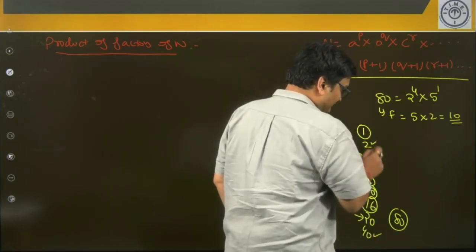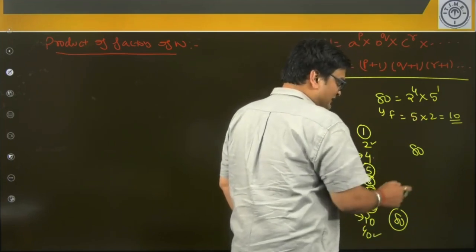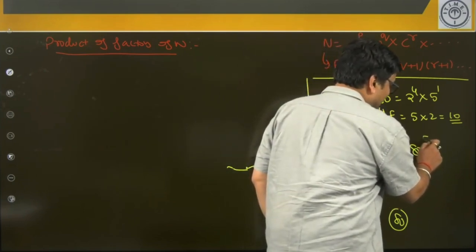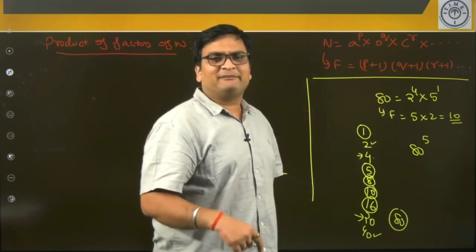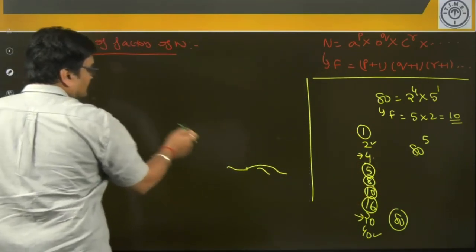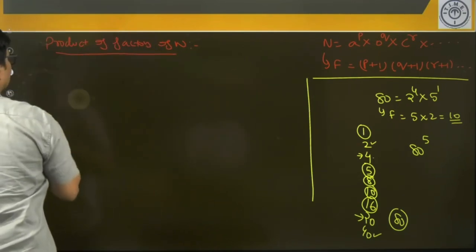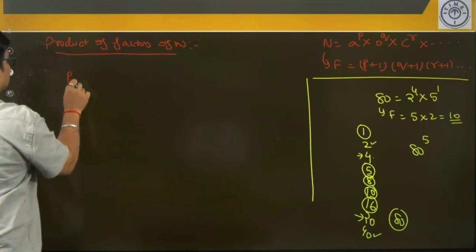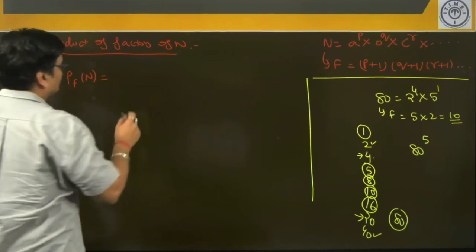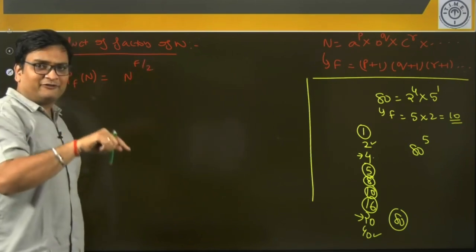When you multiply all of them, 1 into 80 is 80 power 1, 2 into 40 is 1 more 80, 4 into 20 is 1 more 80, and 5 into 16, 8 into 10 are all 80. So can I say 80 will come 5 times? Thus my product of factors is going to be 80 to the power 5. Now, can we have a formula for this? The answer is yes, we can definitely have a formula. The product of factors, let's write Pf of n, will be given as the number itself, n to the power f by 2, where f is the number of factors.